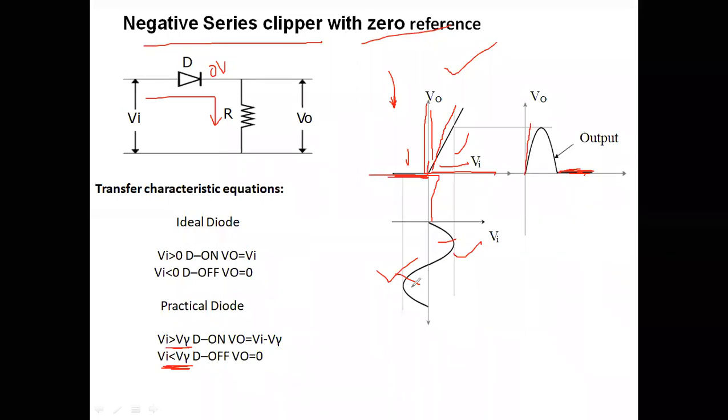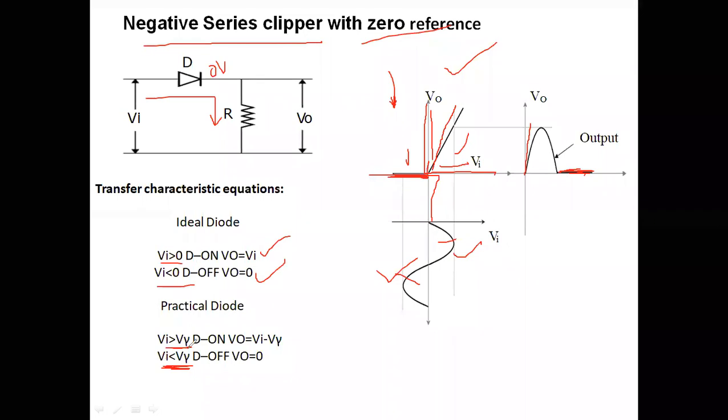When you consider the negative cycle, when you apply negative voltage here, the diode will be off. Therefore, it will be in the cutoff zone. Off means there won't be any output. The output will be zero. Therefore, when the input voltage is negative, the output is zero. When the input is greater than zero, whatever the input is, you get that as output.